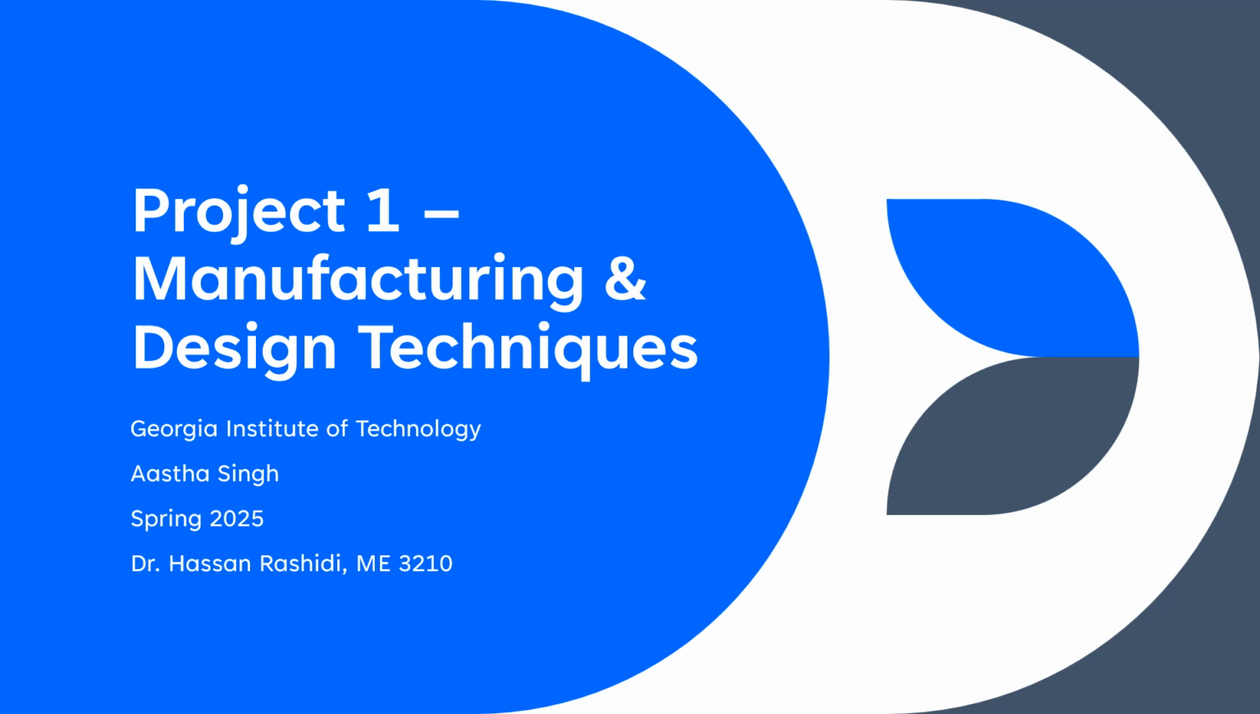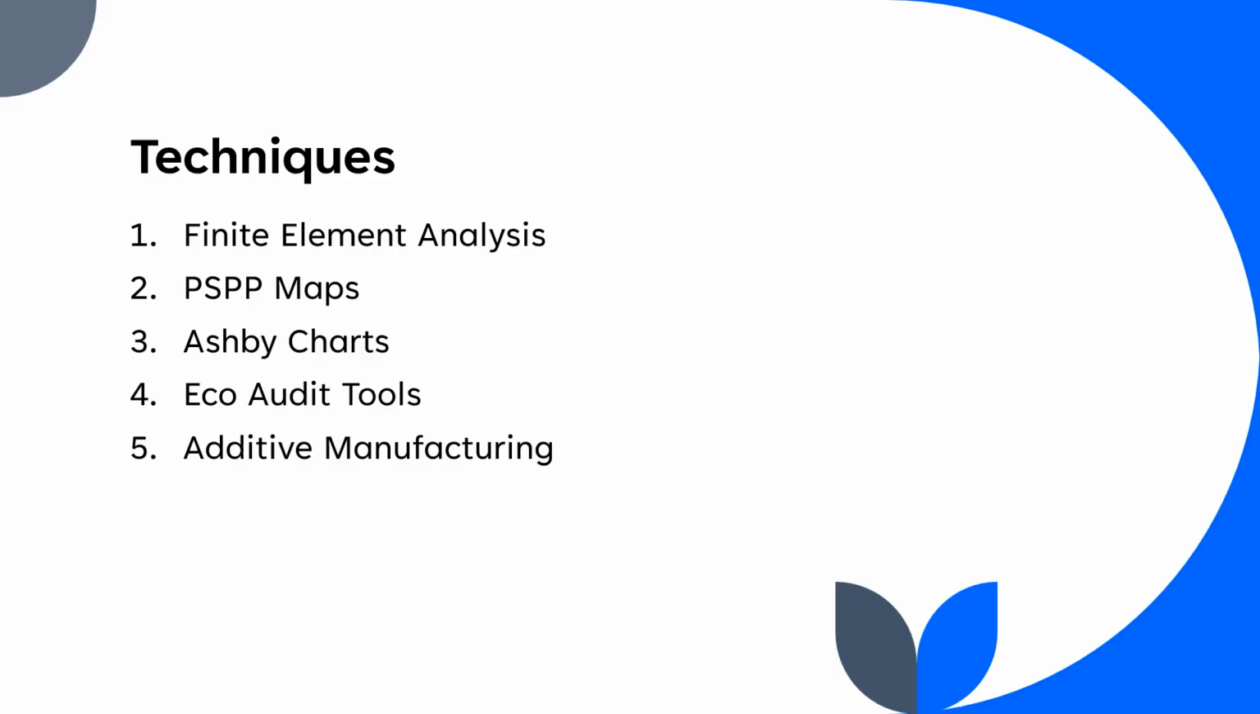So the 5 I'm going to be talking about are finite element analysis, PSPP maps, which I'll get to in a second, talk about what that acronym means, Ashby chart, eco-audit tools, and additive manufacturing. So a lot of these are going to be materials based, so like choosing a material for a design. So that is part of the design process, but that's kind of where my expertise lies, that's where my interests lie. And then the last one is something I have some experience with through my lab.